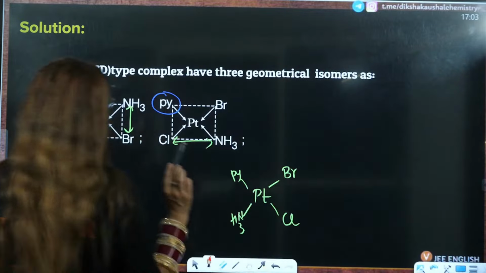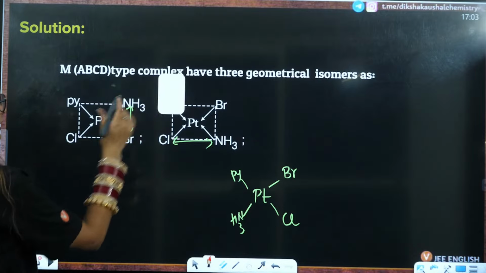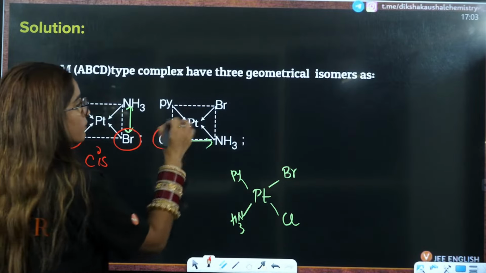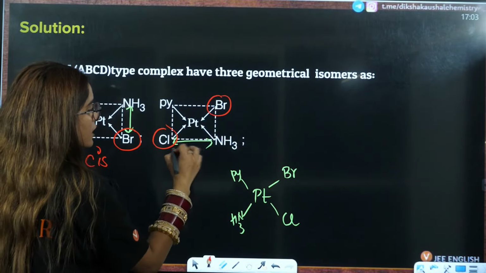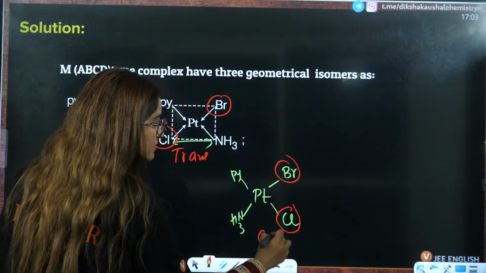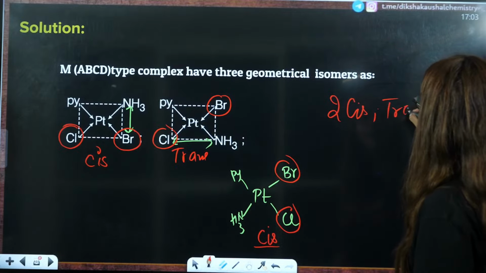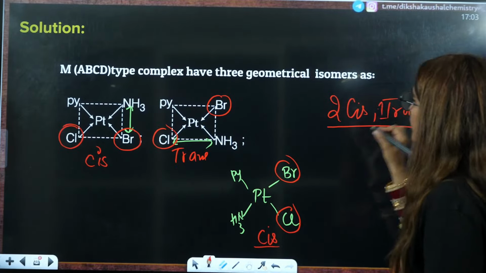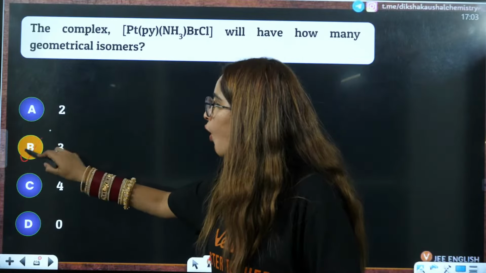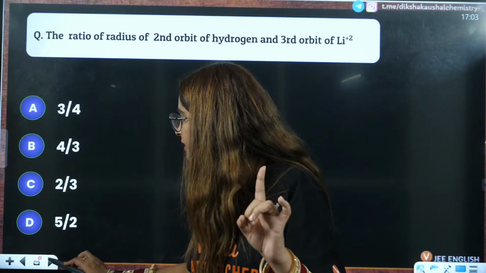Now fix any of these two. You will take any of these two as same. I will take chlorine and bromine as same. Chlorine and bromine are same, cis position. Chlorine and bromine are opposite sides, so trans position. Chlorine and bromine are same side, so again cis position. So always it is going to show you 2 cis and 1 trans. That is always going to be MABCD. So answer is always 3, 2 cis, 1 trans. That is going to be a standard thing.